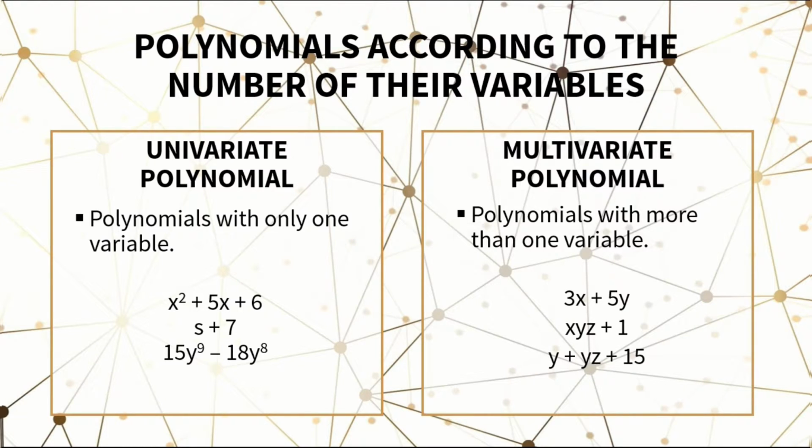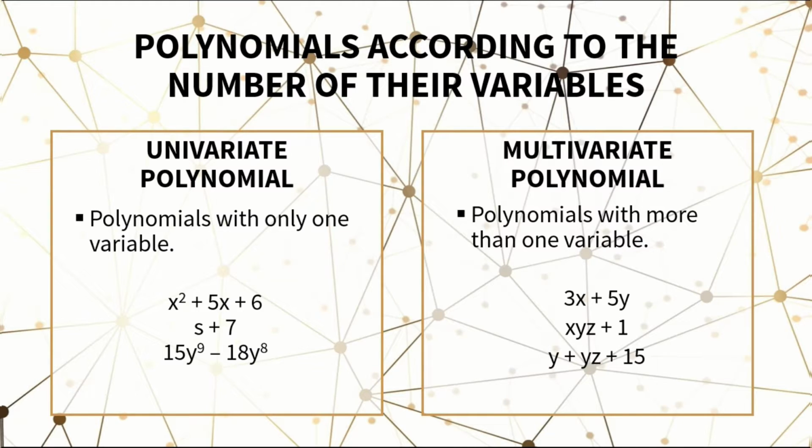While in multivariate polynomials, mas marami yung variable sa ginagamit. So, more than one siya. Halimbawa sa example na to, 3x plus 5y, gumamit tayo ng dalawang variable sa isang polynomial. Same here with xyz plus 1, which is tatlo yung ginamit, at yung y plus yz plus 15 is dalawa ang variable sa ginamit. So, ayun yung difference ng univariate at multivariate polynomial.